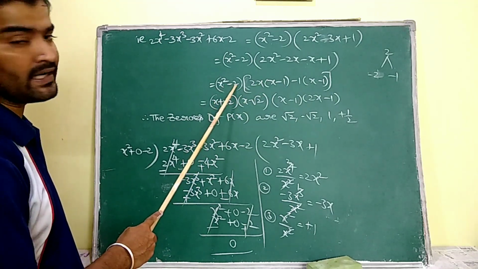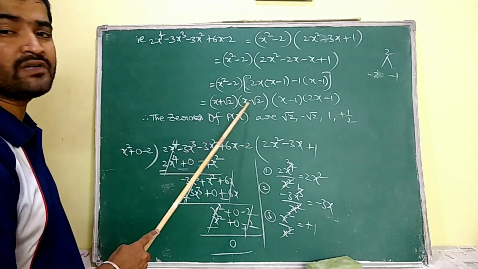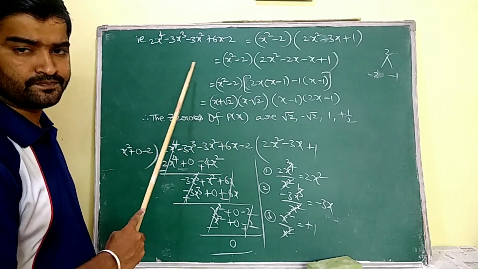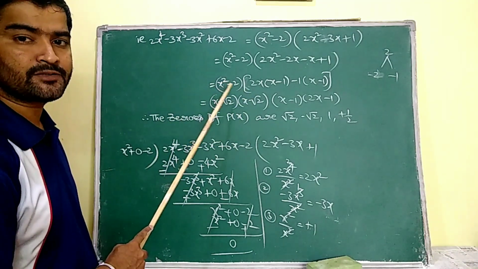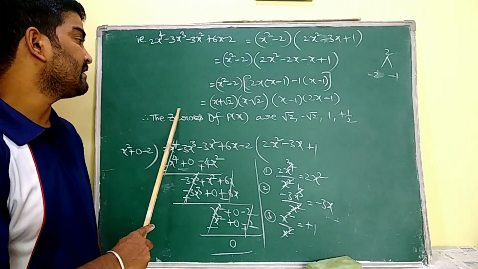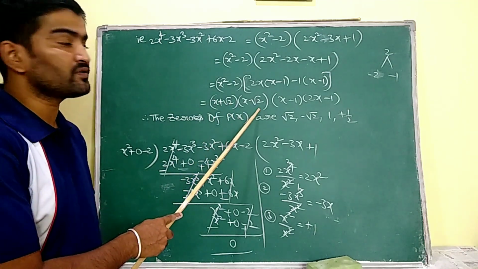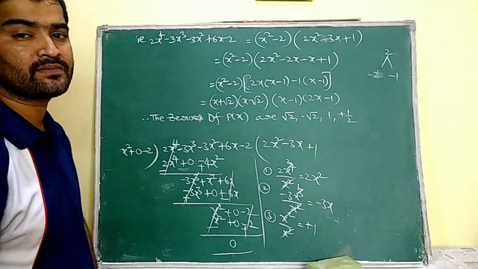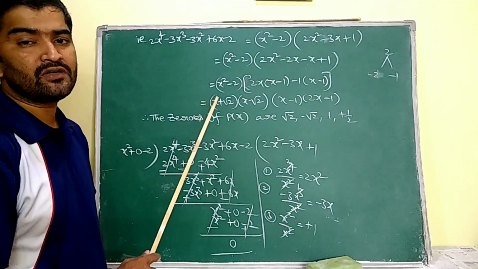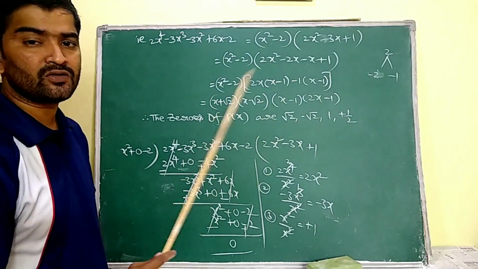We know that x square minus 2 is x plus root 2 into x minus root 2. In the previous step we have its proof. P of x is nothing but x plus root 2 into x minus root 2 into x minus 1 into 2x minus 1. To obtain its zeros, we have to equate each and every factor to 0.